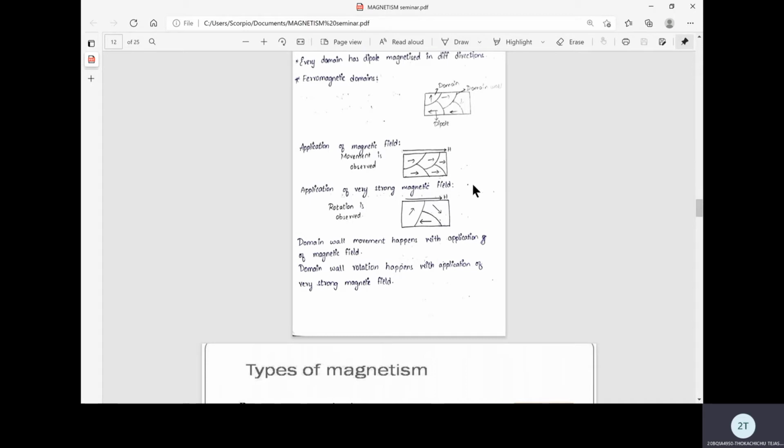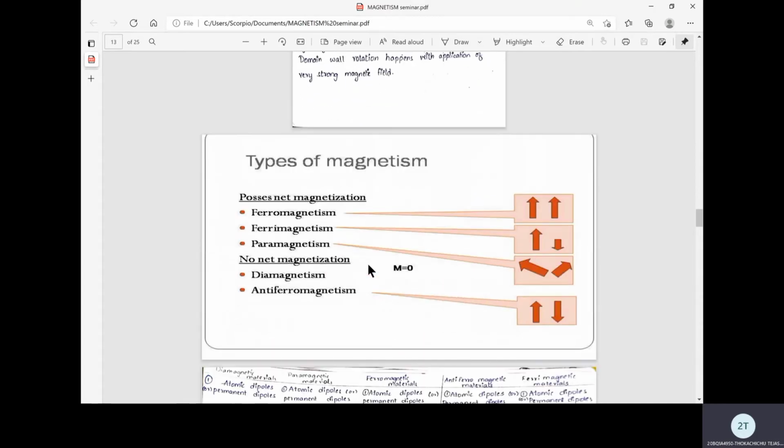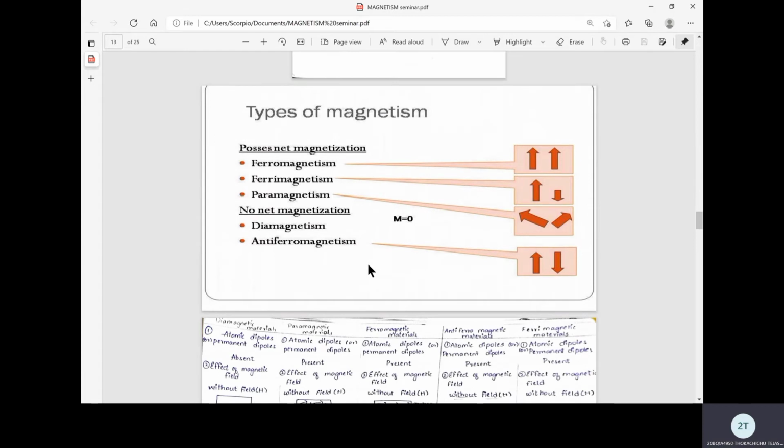But we have to note that on the application of very strong magnetic fields, these lines, instead of going in straight lines, keep moving in rotations. So we can say that domain wall movement happens with the application of magnetic field, while domain wall rotation, as we have seen here, happens with the application of a very strong magnetic field. Now let's discuss types of magnetism.